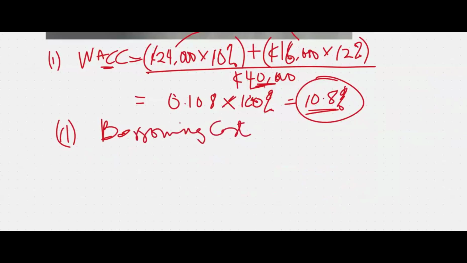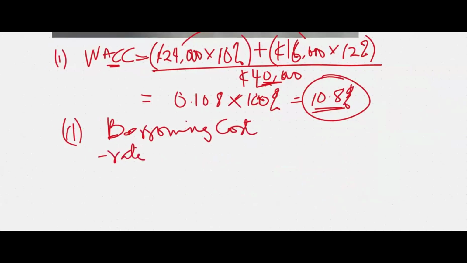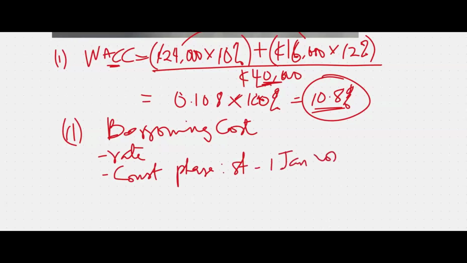Borrowing costs. So first, what do we need to estimate the borrowing costs? We need a rate, right? We need a construction phase. The construction phase starts on 1st January 2024 and ends on 30th September of the same year, 2024. Together, how many months? 9 months. That's the construction phase.